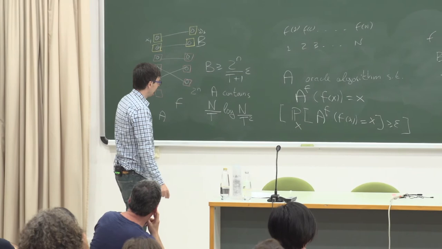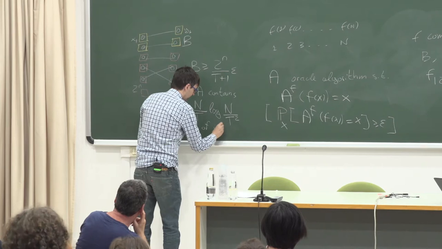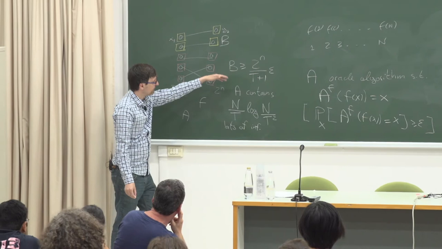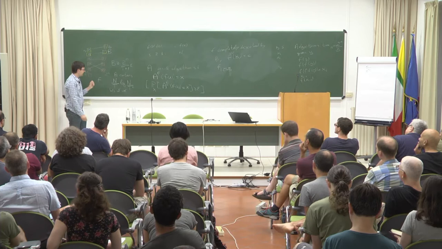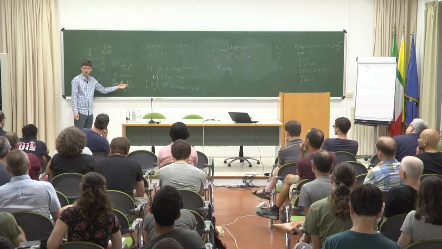Bits of information. So if you have a bijection for which a 2 to the n over t fraction of inputs can be left unspecified, and I can reconstruct the rest, this non-specification is saving me at least n over t times log n over t squared bits of information. So this information has to be in the inverter.